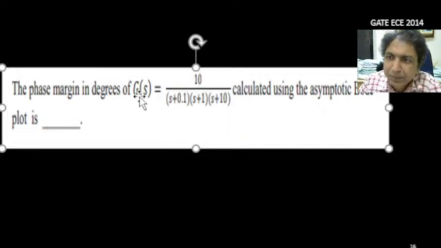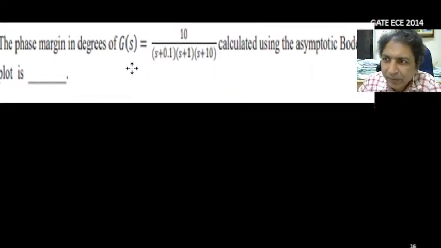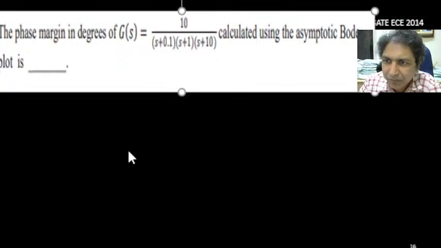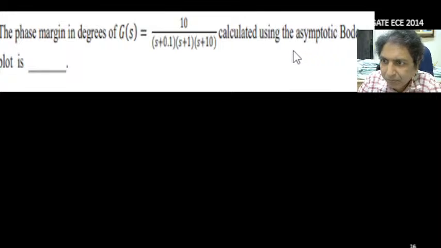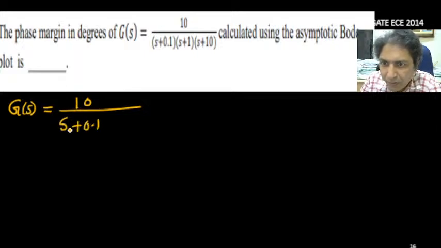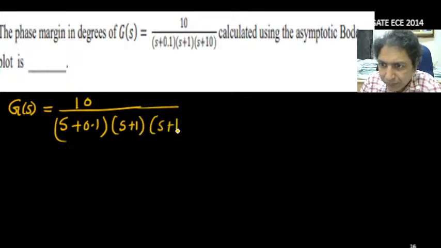Okay, so let me discuss this one. We need to calculate the phase margin. What I will do, first I will write G(s). What is G(s)? It is 10 upon (s plus 0.1)(s plus 1)(s plus 10).